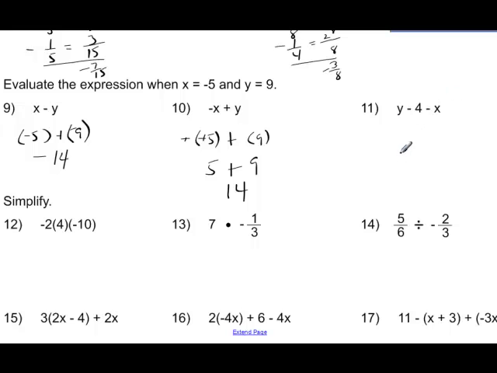Okay. Number 11, I have my y minus 4 minus my x. So y is 9, and x is negative 5. So I don't want to get this minus right here mixed up with the negative. So by using parentheses, that helps me. So let's do our same change switch. So 9 plus negative 4 is going to be positive 5. And then 5 plus 5 makes it 10.